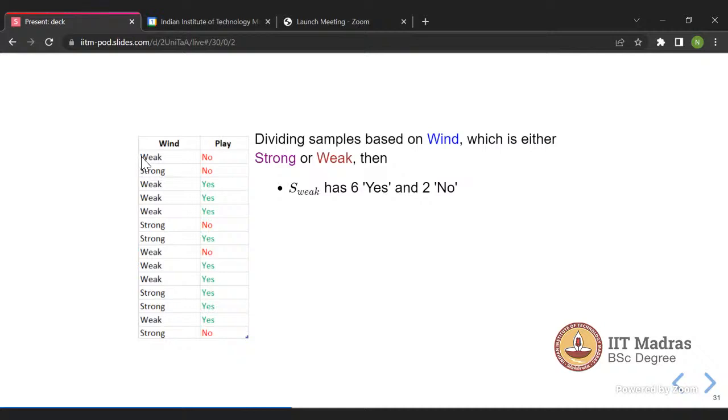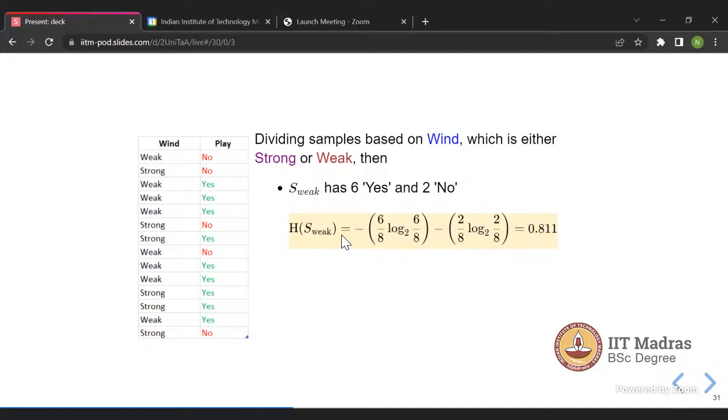So in the nodes, how many examples will be there? The examples where the wind is weak will all belong to the left node. Weak has a total of 8 examples, out of which 6 have label yes and 2 have label no. You can check from here. So that left node will have the entropy minus 6 by 8 log 2 of 6 by 8 minus 2 by 8 log 2 of 2 by 8.